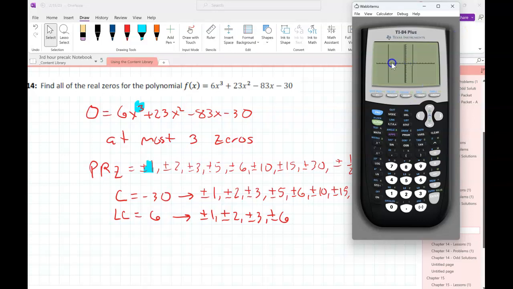So I see 3 places where my graph is crossing the x-axis, right? I have this one that's somewhere between 2 and 3, this spot somewhere between 0 and 1, -1 and 0, and this one that looks like -6. I think it's exactly -6. Which one of those do you think is going to be the easiest one to do the synthetic division with? The whole number. Let's use -6. Okay?